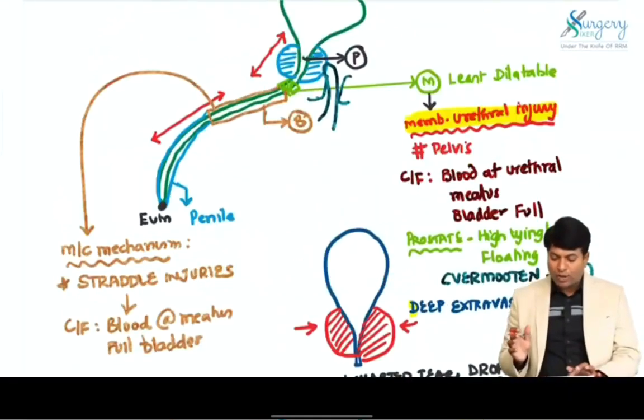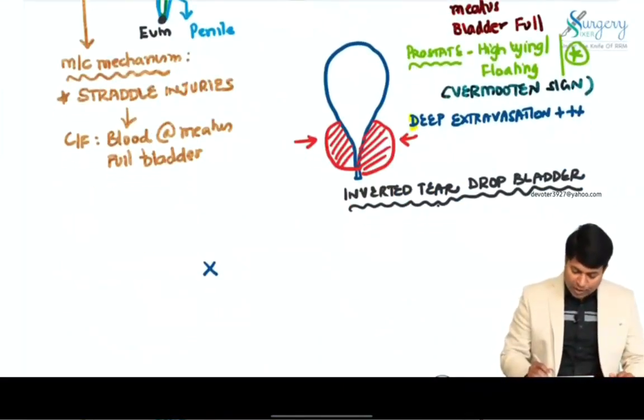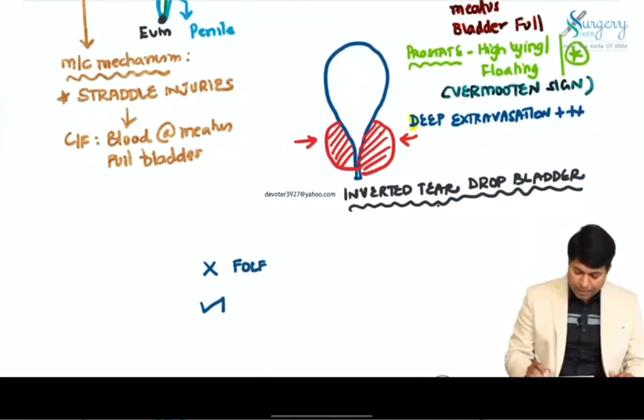So what I'm going to do now for these two cases, both of them are having a full bladder. They are unable to pass urine because of disruption of the urethra. So what should I not do and what should I do? Don't put a Foley's catheter. What I should do is put a suprapubic catheter.